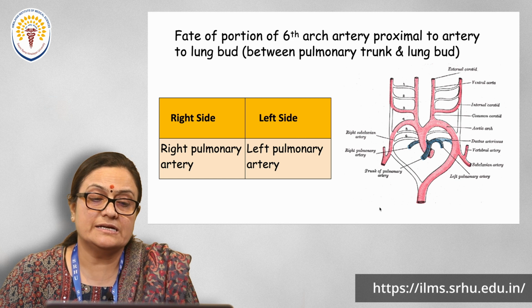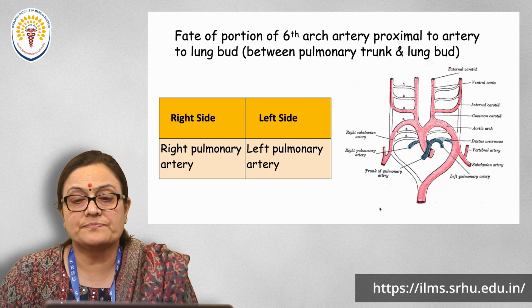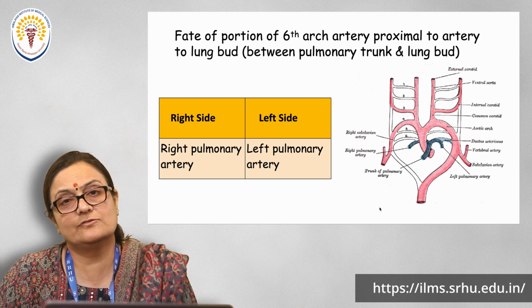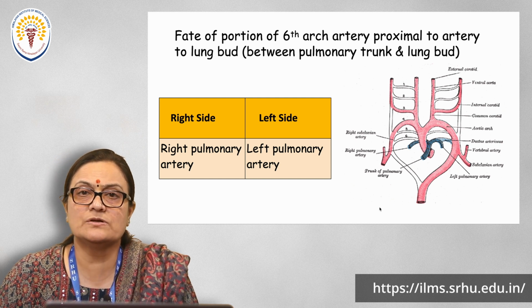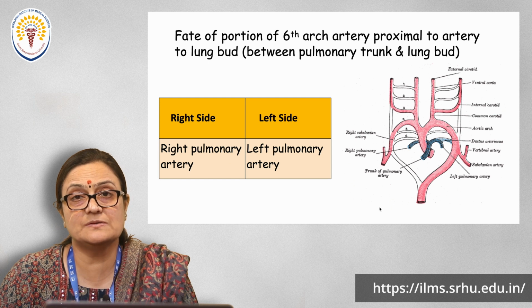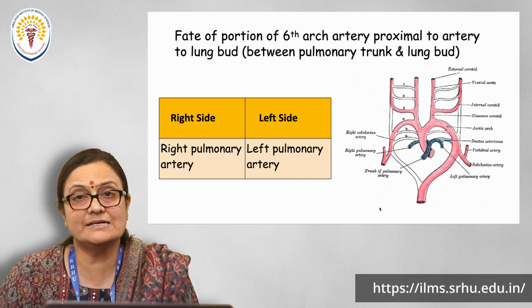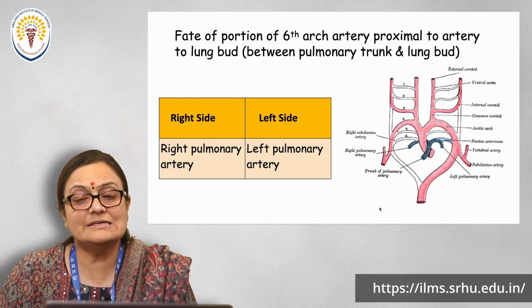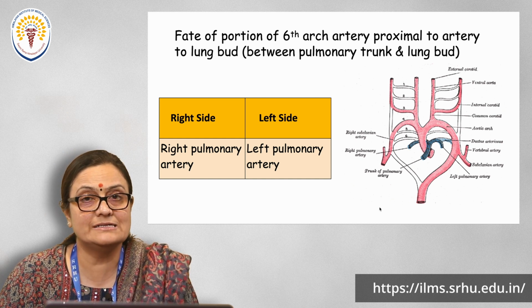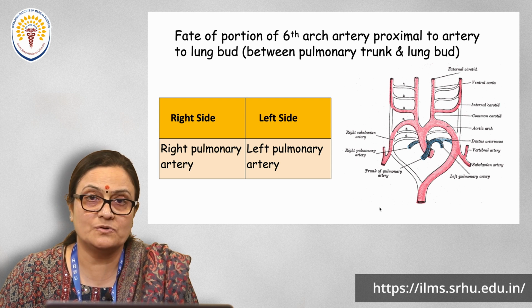So, on the right side it will form the pulmonary artery, and on the left side also it will form the pulmonary artery. So, fate of this part, the proximal part, is the same on both the sides, but the fate of the distal part is different. On the right side it disappears, left side it forms a ductus arteriosus. So, wherever there is a difference in the left and the right side development, usually they become important questions.